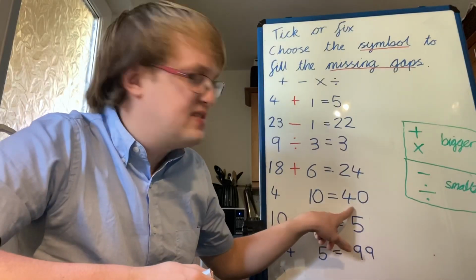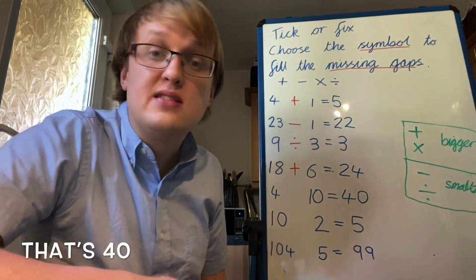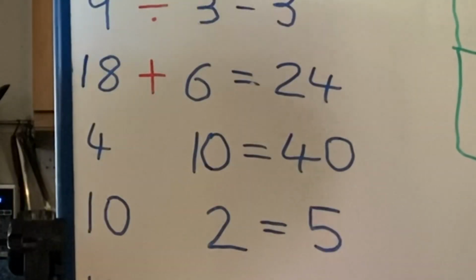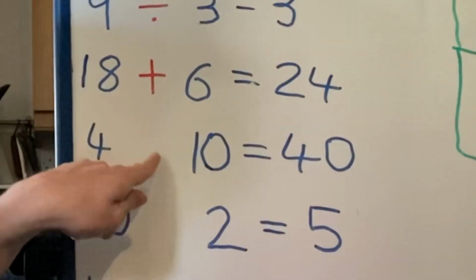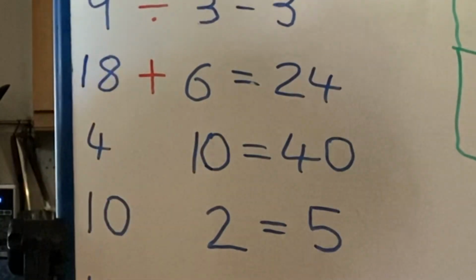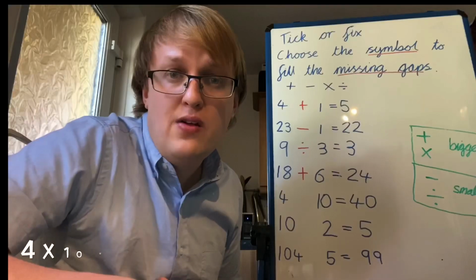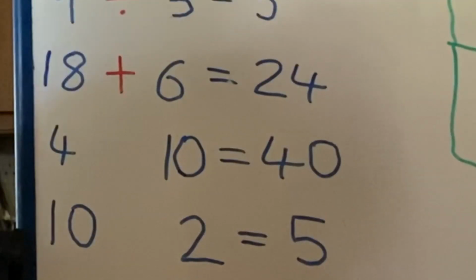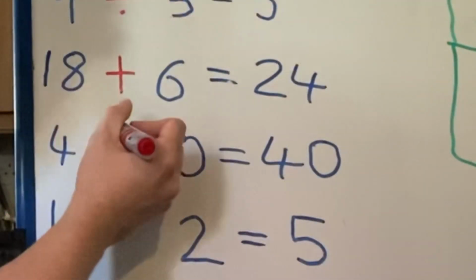That's not 14, is it? That's 40. That means the answer must be multiply. Let's just check anyway. 4 times 10 is 40. That's right. We know that. We know our 10 times table. 4 10s are 40. So this means the answer is multiply.